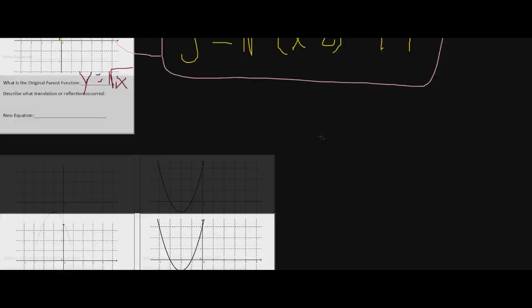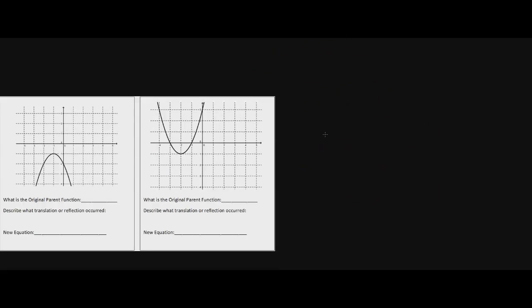All right? So why don't you try doing these bottom two equations here and see what you get. All right, well, let's look at this first one here. This first one here, this is just y equals x squared. This is our parent function. It kind of looks something like this.